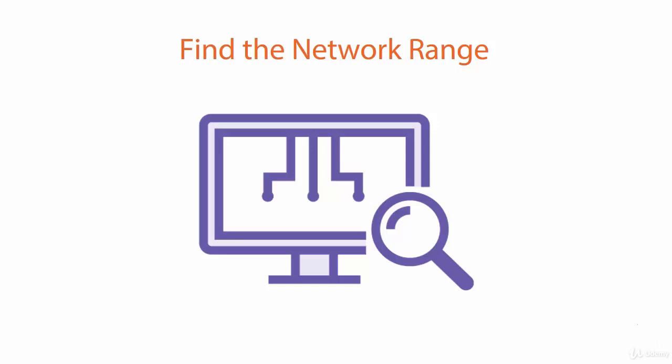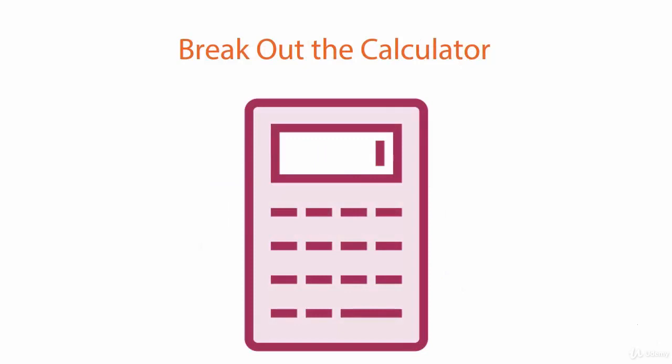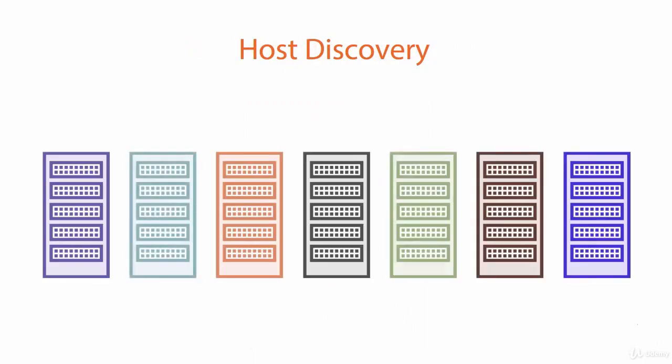After I have that range, I'm going to then need to break out my calculator so I can calculate the subnet mask, which can help me narrow down my ping sweeps. I don't want to ping an entire class A range, right? Or class B range. This would also help me with port scanning. After we've calculated the subnet mask, the next step is then to actually try to discover the hosts that are publicly available from, again, the outside.